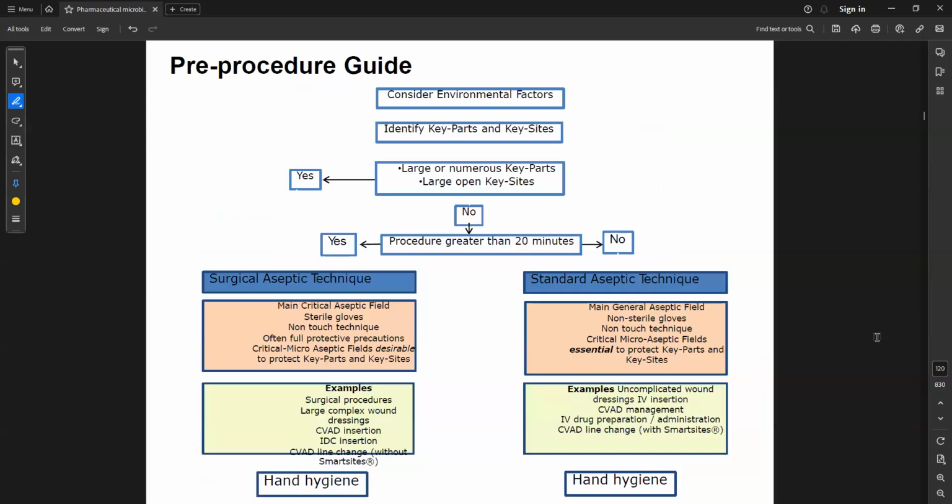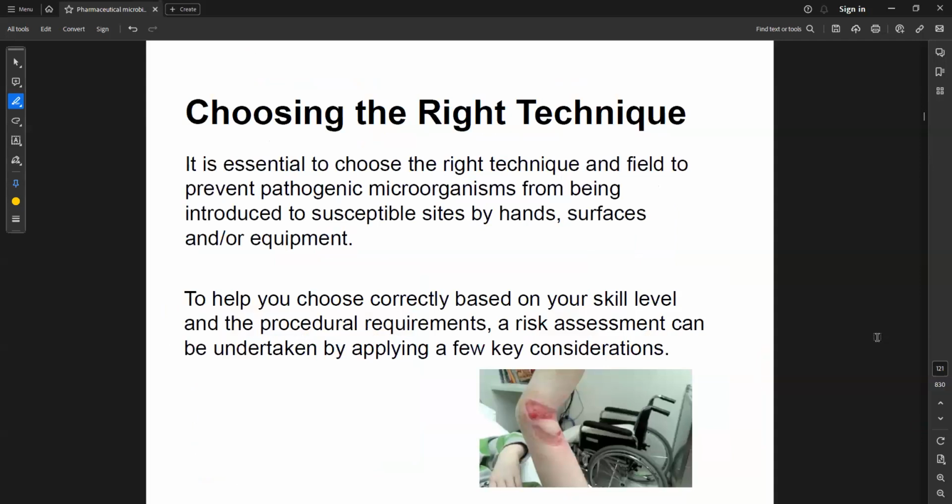So there is a guide for standard and surgical aseptic techniques. Choosing the right technique is essential because it prevents pathogenic microorganisms from being introduced to susceptible sites by hand surfaces and or equipment. To help you choose correctly, it is based on your skill level and the procedural requirements. A risk assessment can be undertaken by applying a few key considerations.